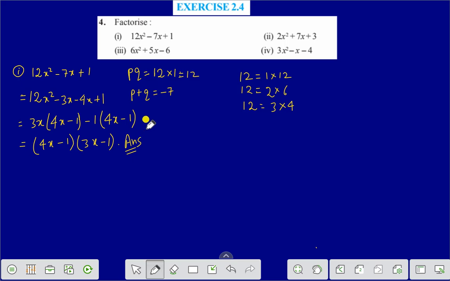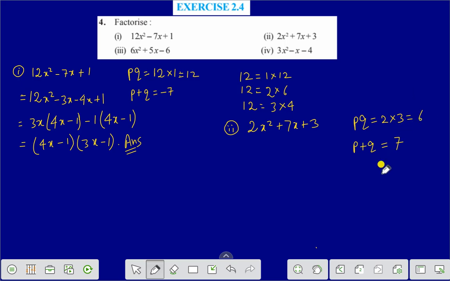Let's solve question number 2. Question number 2 is 2x square plus 7x plus 3. The same way we can find pq. pq is equal to 2 into 3, which is 6, and p plus q is equal to 7.